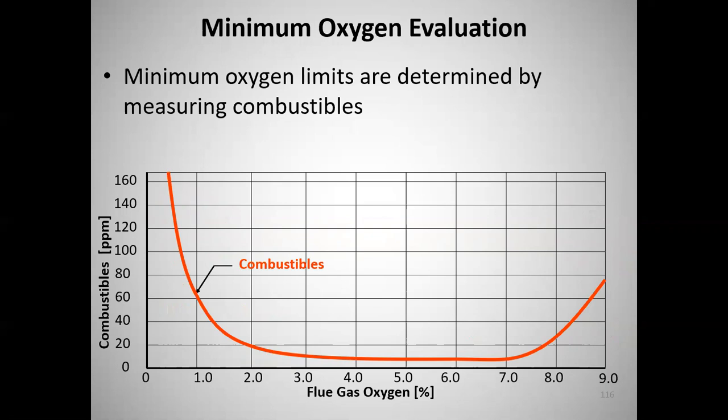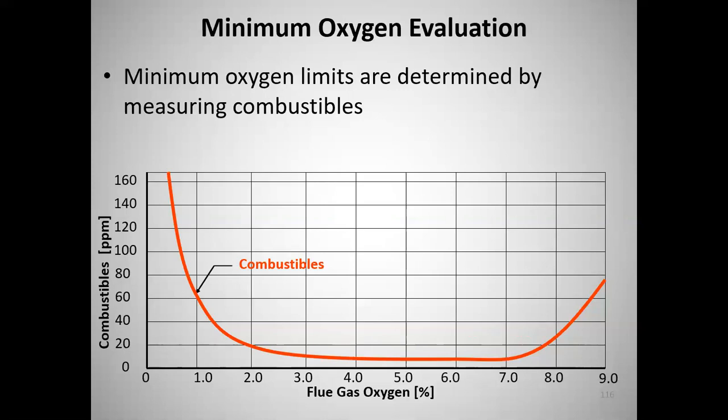Okay, so minimum oxygen evaluation. Minimum oxygen limits can be determined by measuring combustibles. The way we measure the excess O2 is we put a probe in those flue gases and pull a sample, and that sample will tell us what percent on a volume basis coming through there is oxygen. So if you were at stoichiometric combustion, your perfect theoretical air, how much oxygen is left in the flue gas?